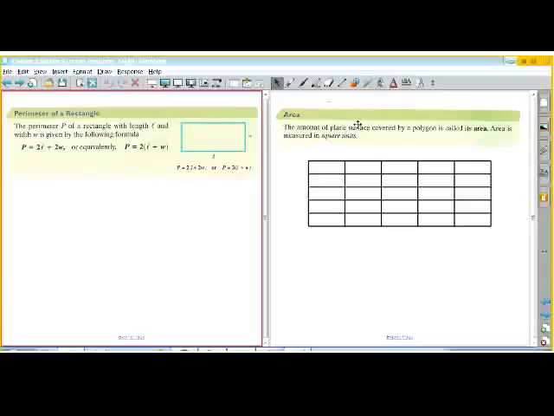Then we have what we call plane area. Plane area, not as in normal. It just means the area on a plane. So we're talking about flat surfaces. What is the area of a flat surface? And the flat surface could be a rectangle. It could be a triangle. It could be a circle, as long as they're flat, two-dimensional. That's what plane area is.